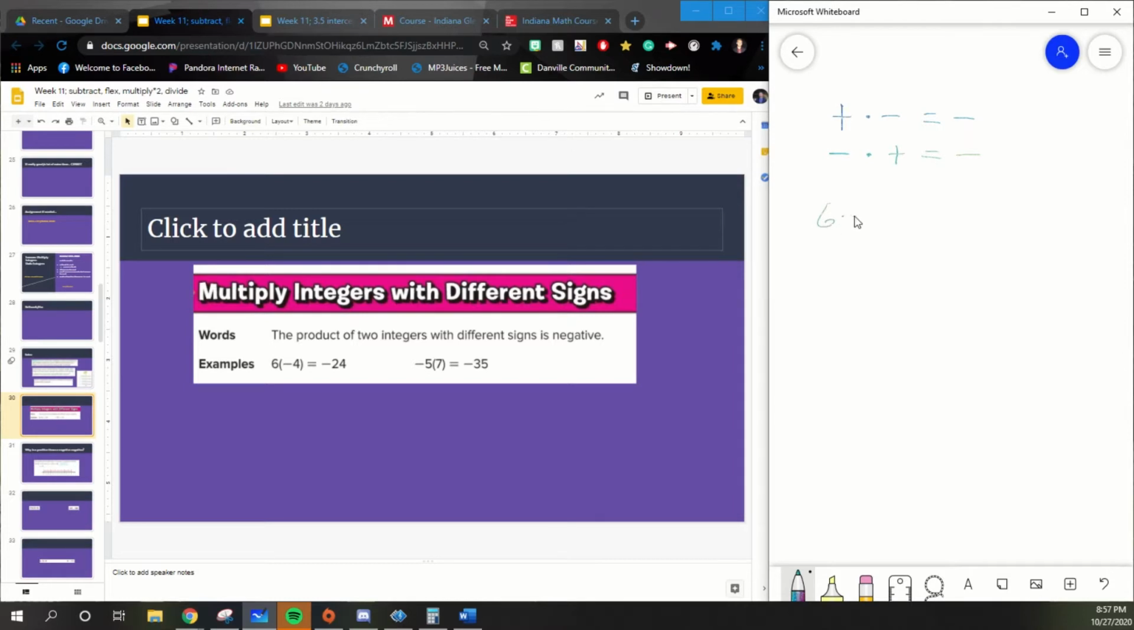So 6 times a -4 is a -24. A -4 times a +6 is a -24. A -6 times a +4 is a -24. No matter which order I do it in, if I have one of these being negative and one of them being positive, I'm going to have a negative in my answer.